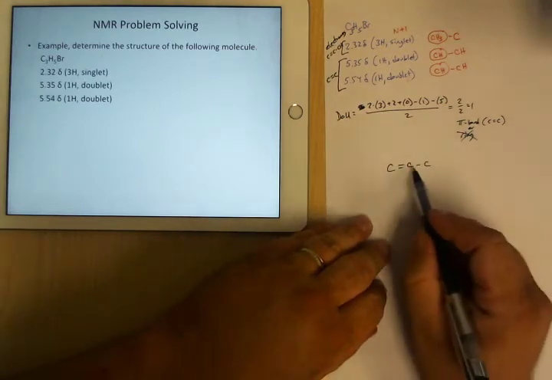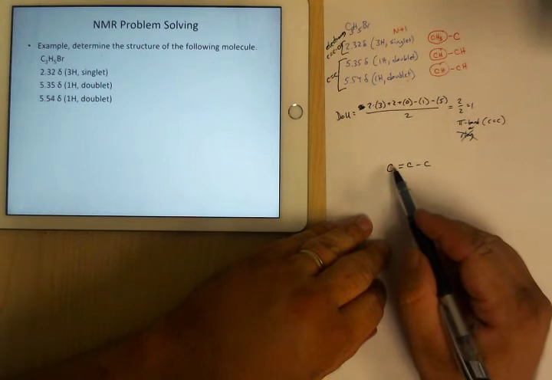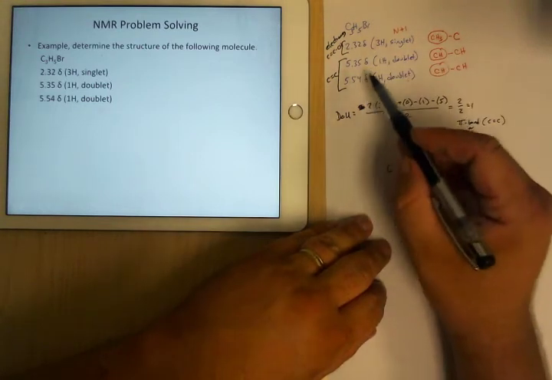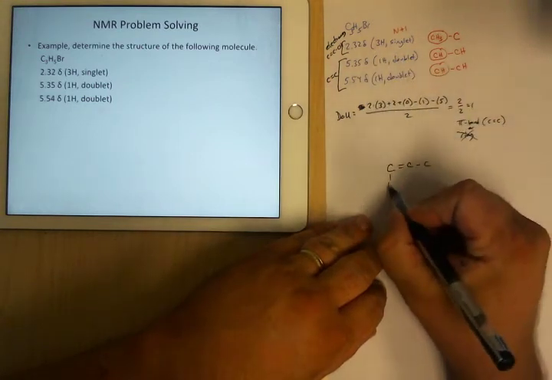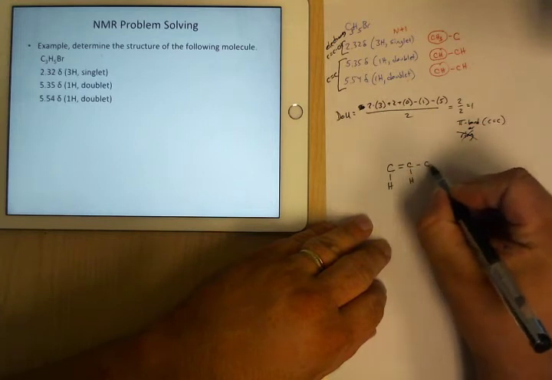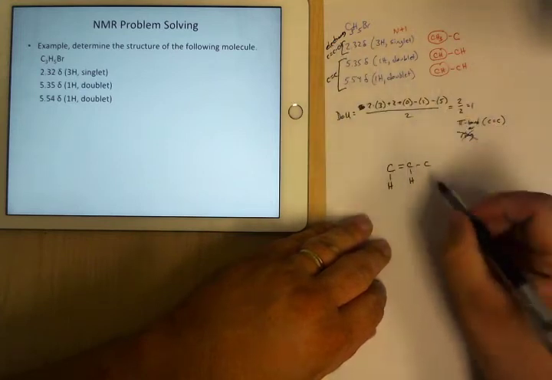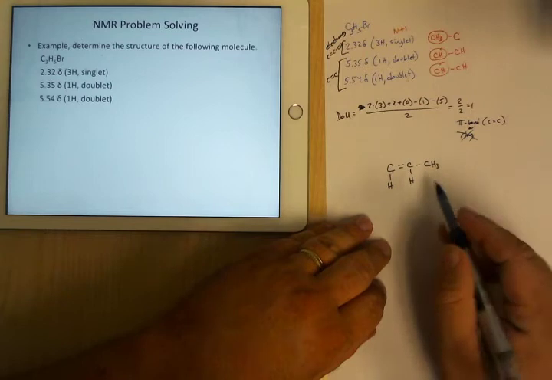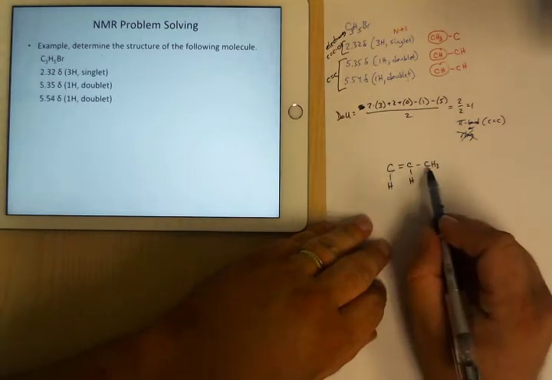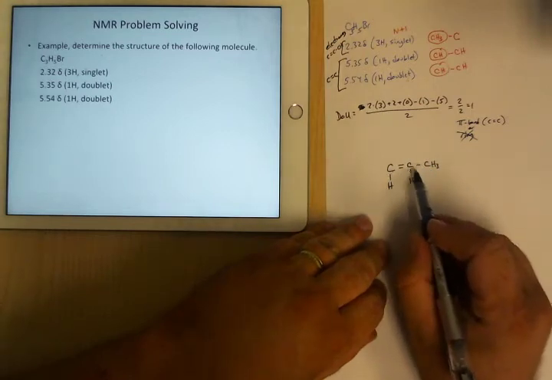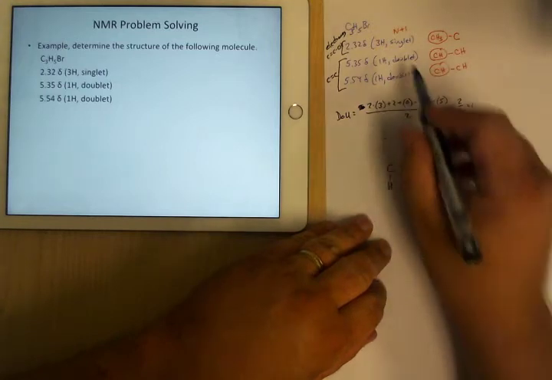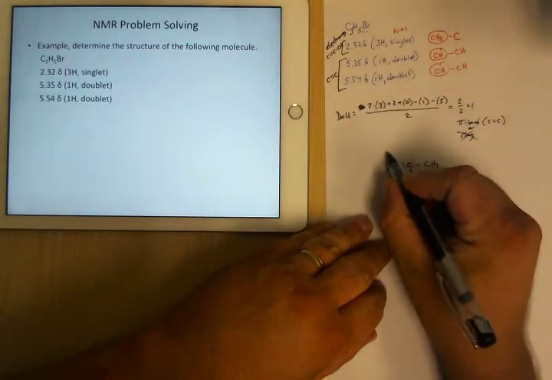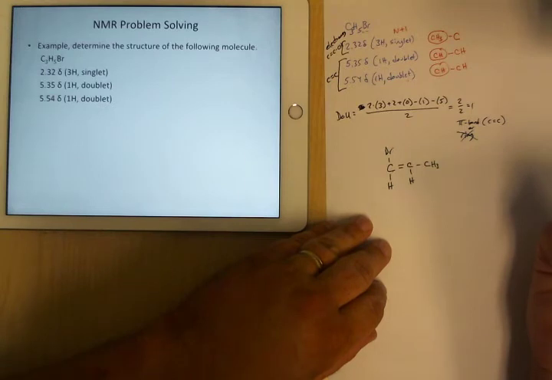Okay, so with that, we know they're in a chain, right? There's only 3. So this is a CH, so we can do CH here, and then what's left is a CH3. Notice that this has its 4 bonds known, this has its 4 bonds known, right? 1, 2, 3, 4. This one only has 3. We still have to deal with that bromine, right? So we can put the bromine here, and then there's our structure.